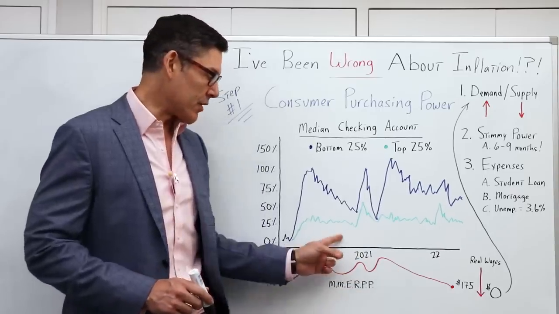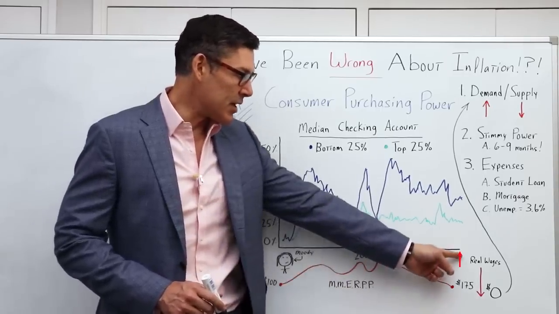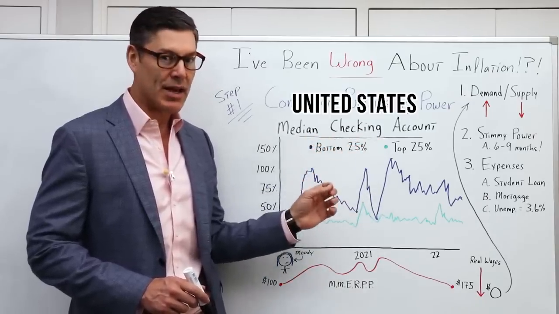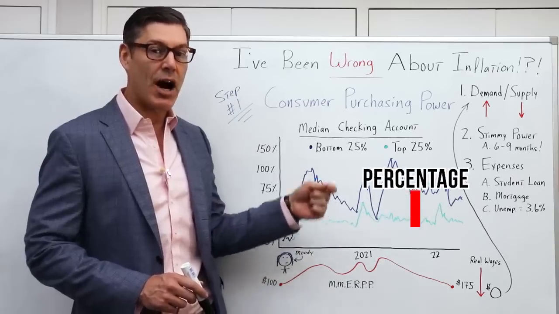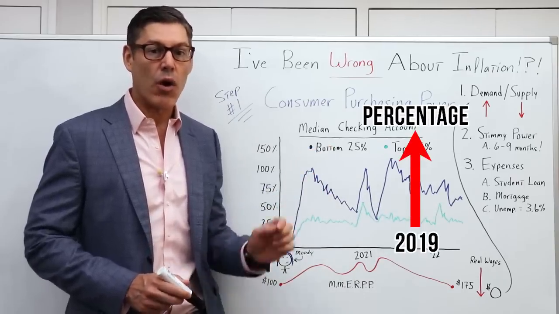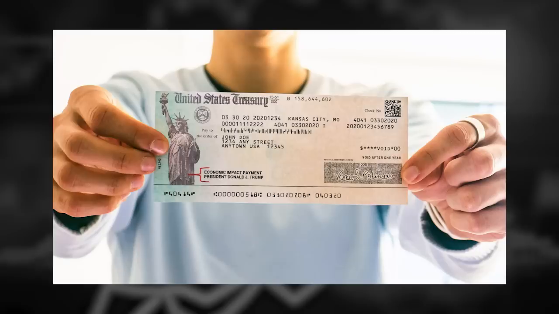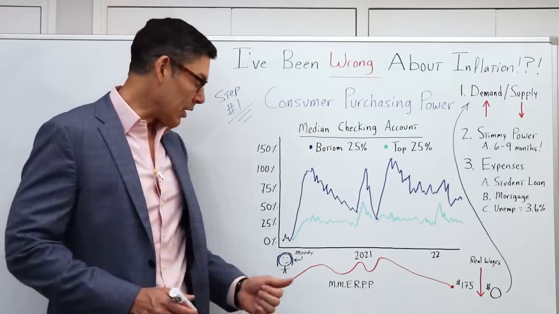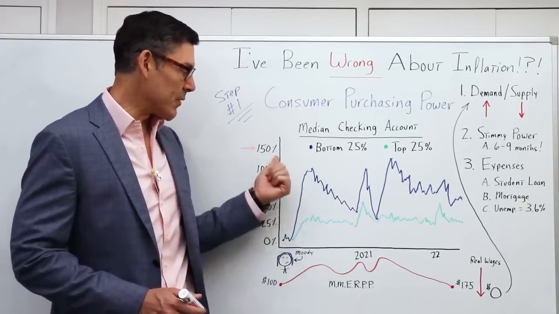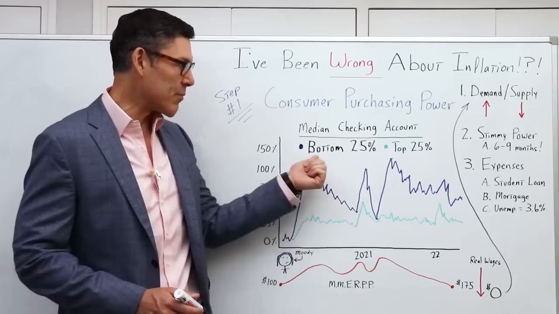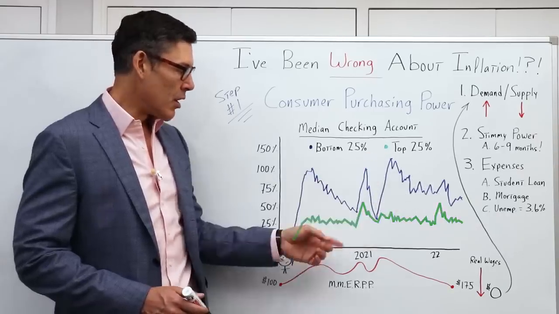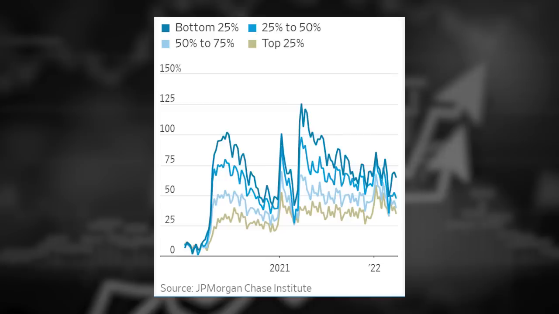And this takes us to the first chart that I want to go over, going all the way back to 2019 to today's date. This tells us the median checking account in the United States and what percentage it has gone up since 2019, or prior to the stimmy checks, prior to the government reducing the expenses of the average American, increasing demand. On the left, we go from 0% up to 150%. This blue line represents the bottom 25% as far as income brackets. The green line represents the top 25%. On the original chart, they've got a few more income groups, but for this example, we'll just focus on the bottom 25%, the top 25%.